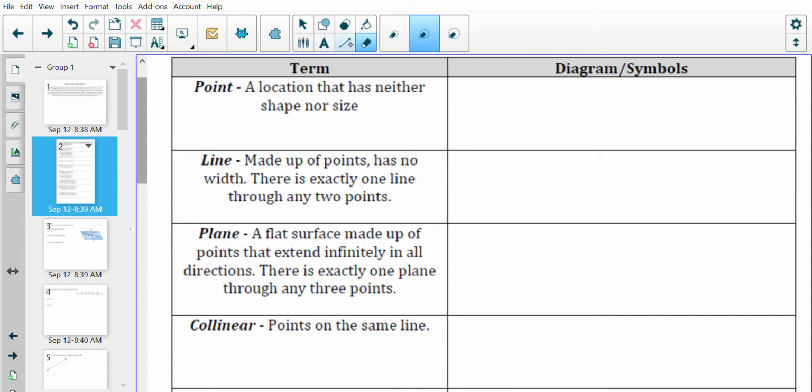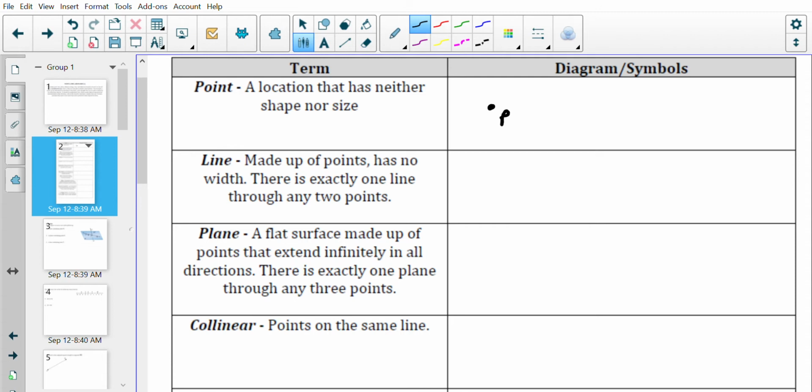We have a point. Basically, it's a location that has neither shape nor size, and we use a little dot, essentially, to say, hey, we have a point here, and we always label points with different letters. So we've seen point A, point B, point C, point D, all on the graph, point X. So point P would be a symbol or diagram for a point.